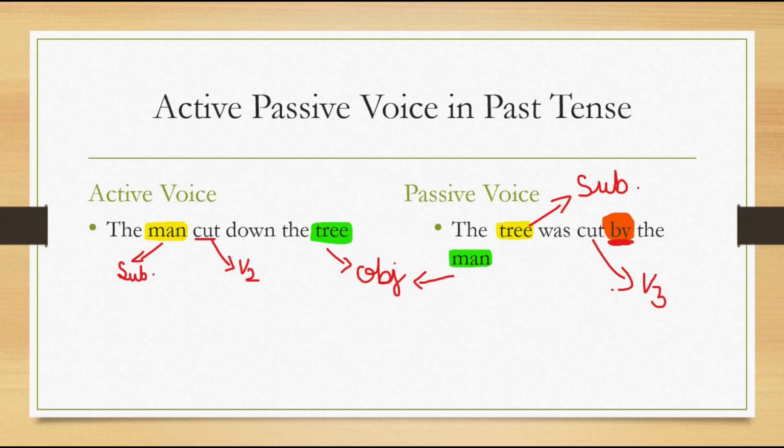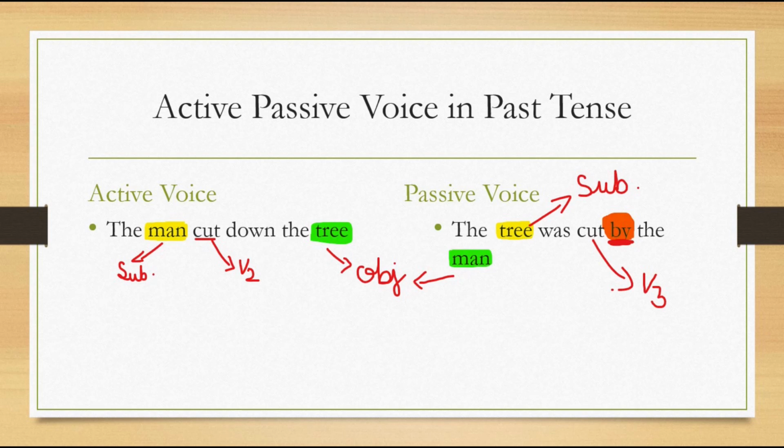Well, let's ask who is doing the action. Who is the subject? In this case, we have the man. He is the doer of the action. What is the action? Cutting. So we have the verb cut down the tree. But what is he cutting? The tree, right? So remember, we learned the object is the person or thing on which action is done upon. So this is your object.